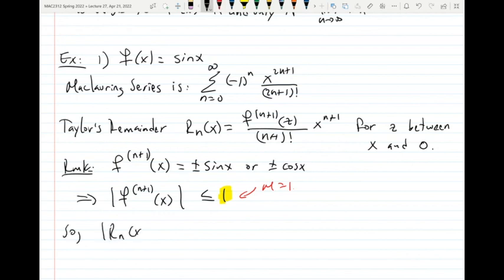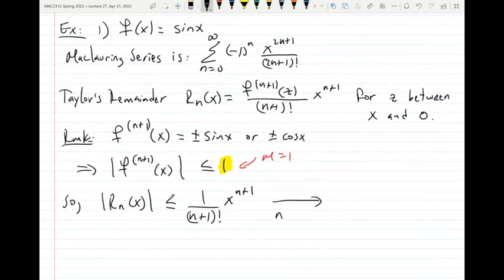So the absolute value of the remainder is going to be less than or equal to 1 over n plus 1 factorial times the absolute value of x to the n plus 1. Yes? And what happens to this when n approaches infinity? Remember, x is a variable, but whenever we take this limit, x is fixed, because it's with respect to n. Here we have a power, in the bottom we have factorial. What grows faster? Factorial. I said exponential, but in the bottom we have factorial, right? So the bottom grows faster. So this limit is 0 for all x.